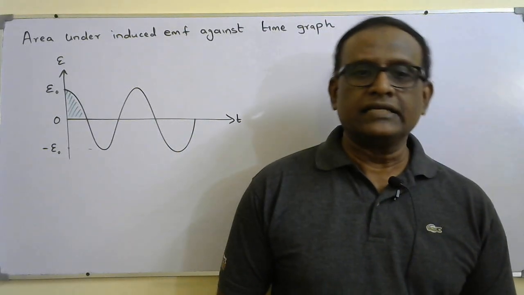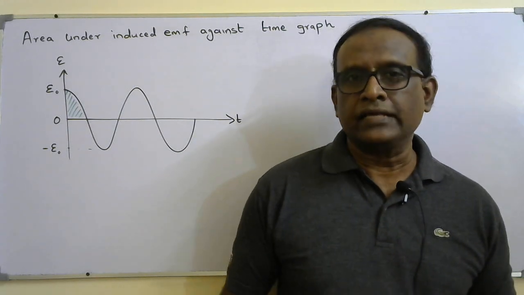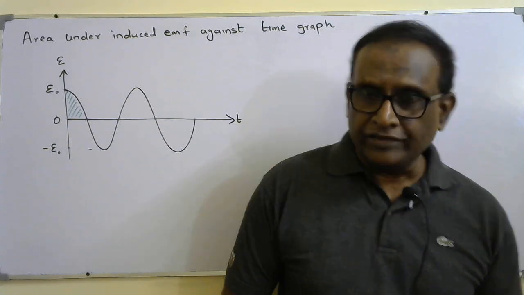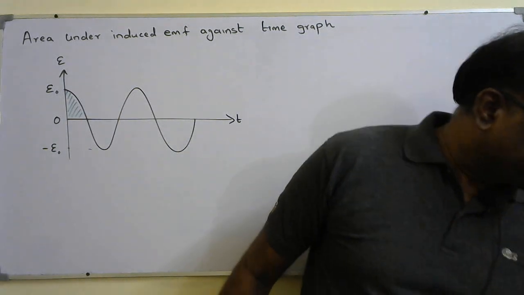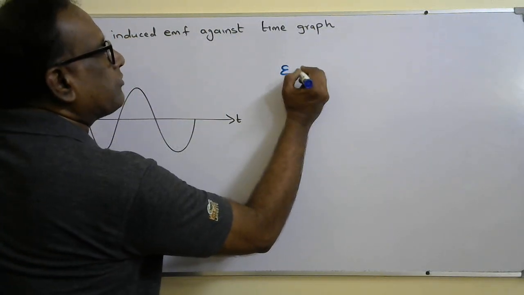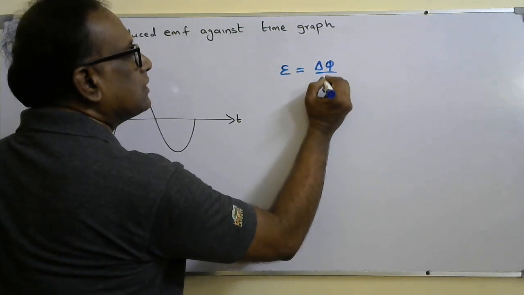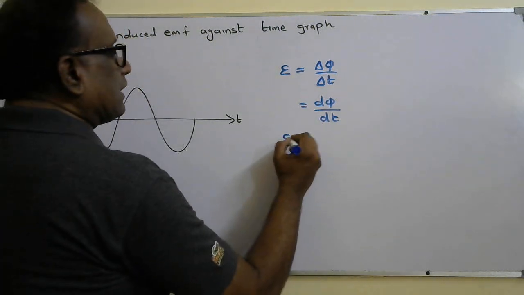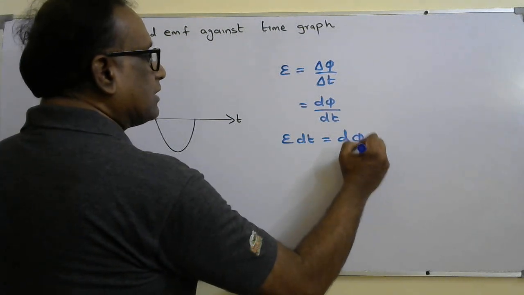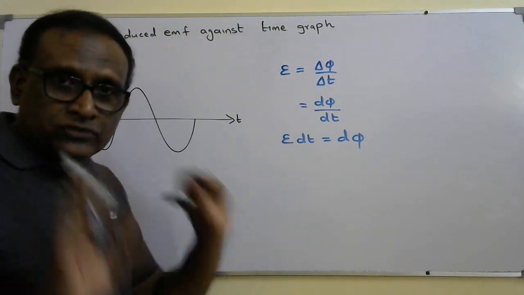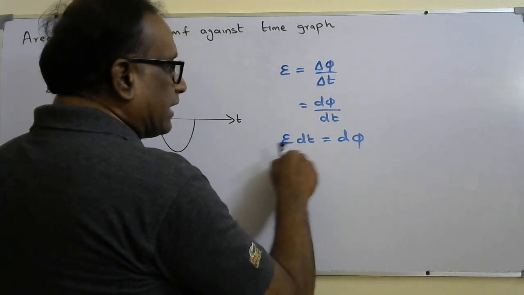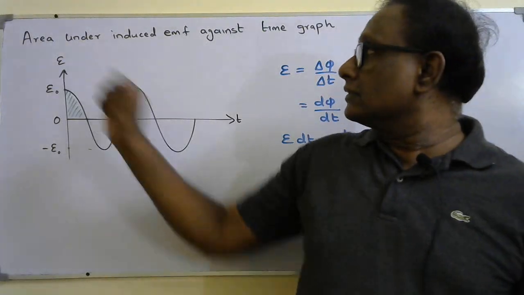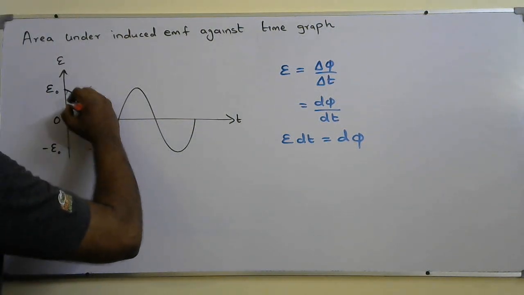Okay, next thing: the area under the induced EMF against time graph. Normally whenever a coil rotates, the question is related to that type. The coil rotates, there will be a change in flux which causes induced EMF. So what will the area under the induced EMF time graph be? You know that induced EMF equals the rate of change of flux linkage, or we can say d phi by dt. So area means EMF into dt equals d phi. So this is the area, which is the change in flux. So the area under the graph of induced EMF against time indicates the change in flux.